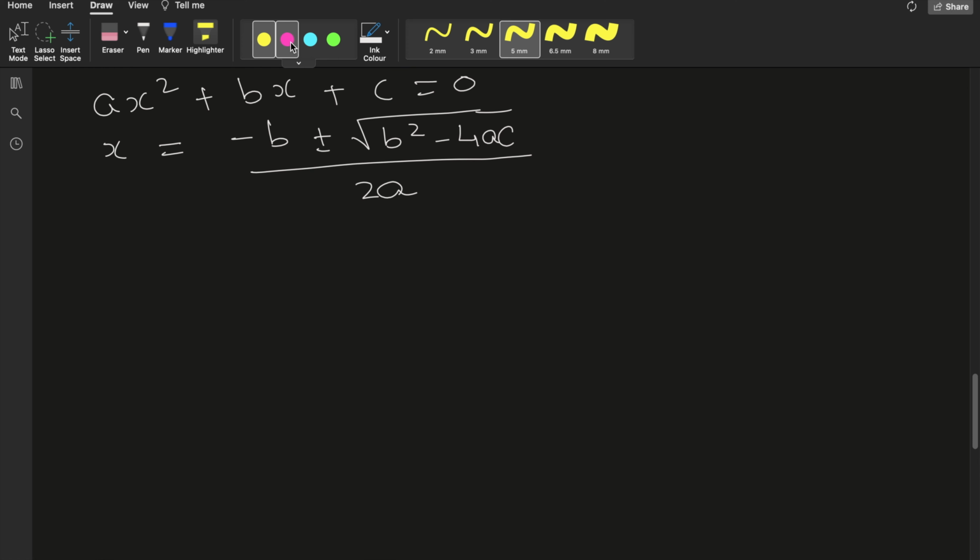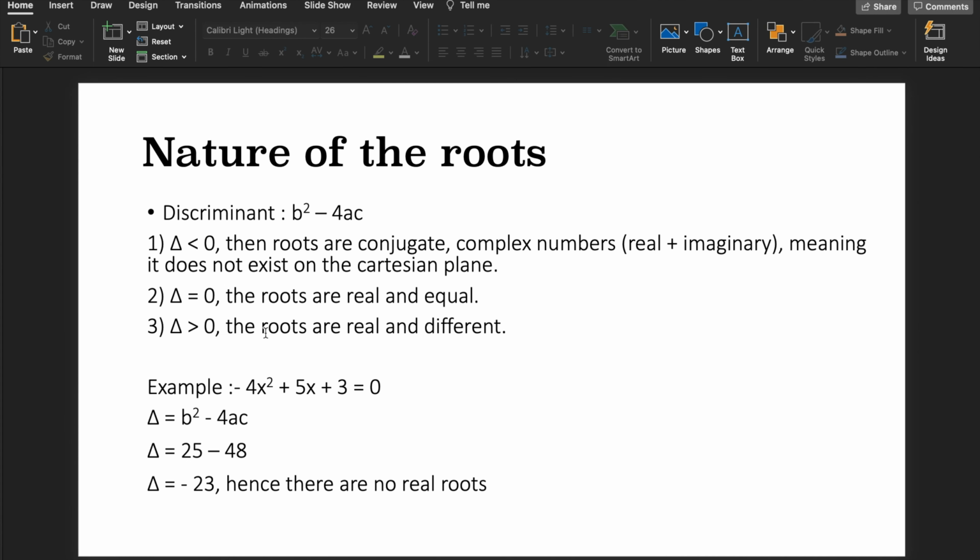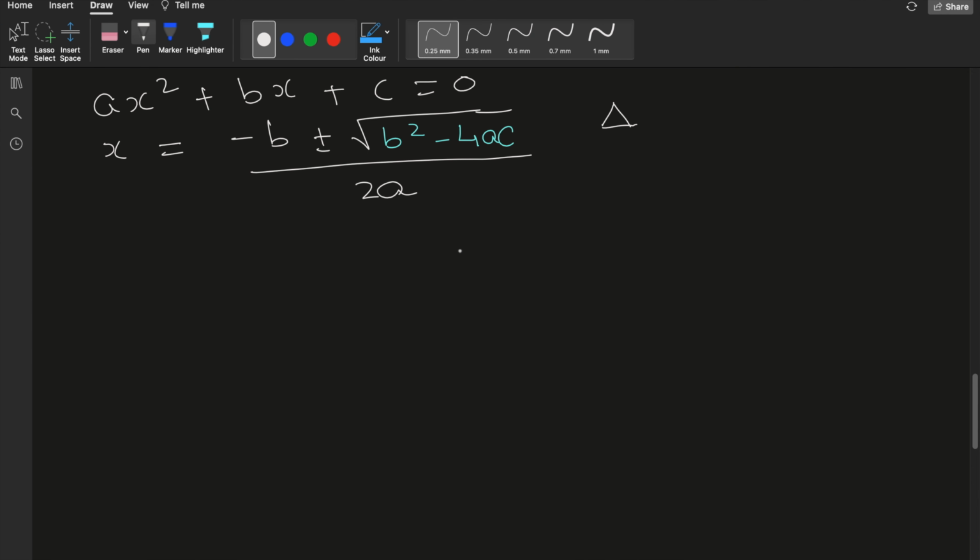In this part of the solution, the b squared minus 4ac part is what we call the discriminant. And this discriminant is represented by the Greek alphabet delta, which is just a triangle. And then here we're going to predict whether the roots are going to be real or imaginary by looking at the magnitude of the discriminant.